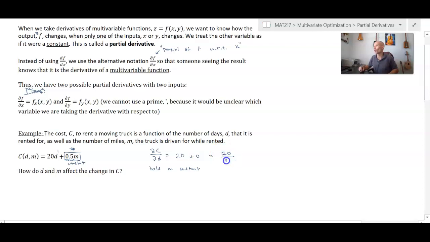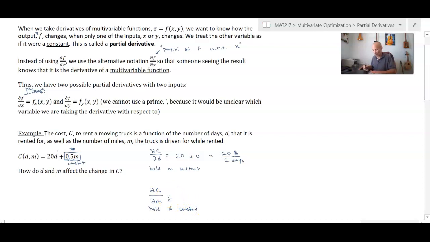Put it over 1 to emphasize that it's the change in cost in dollars over the change in days, which is measured in days. And we get $20 per day, as we did when we were doing a less elegant analysis of this. Now to find the partial derivative of cost with respect to m, we're going to treat d as a constant.